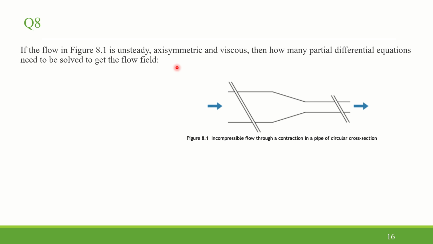So here we are talking about the incompressible flow through the contraction in a pipe, and it has circular cross section. So the flow is described as unsteady, axisymmetric and viscous flow. So now how many partial differential equations do we need to solve? This problem is similar to one problem that we saw in the last class. So I'll give you a hint. It is related to the word axisymmetric as well.